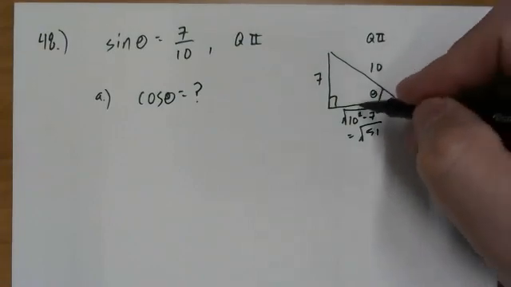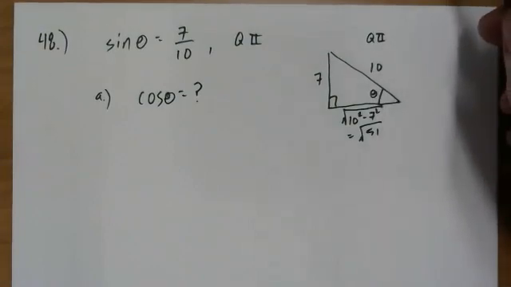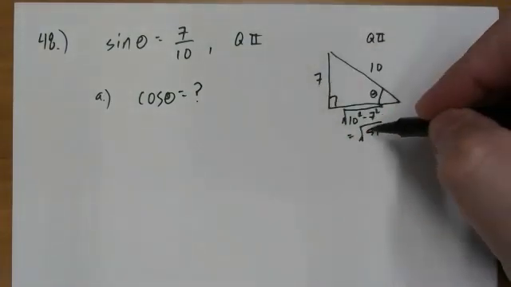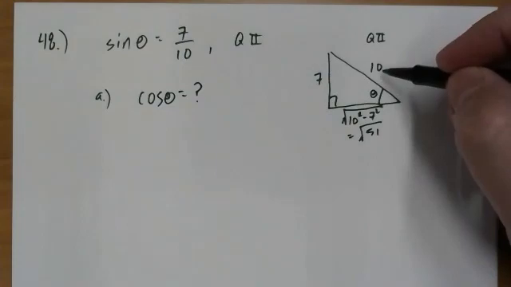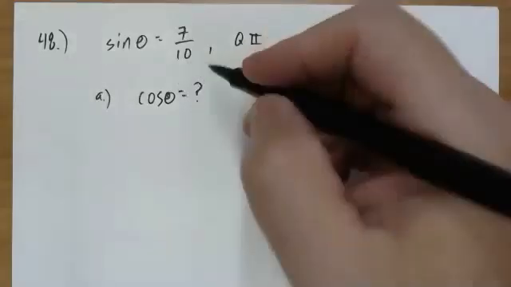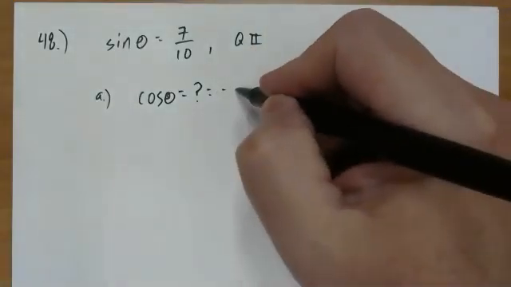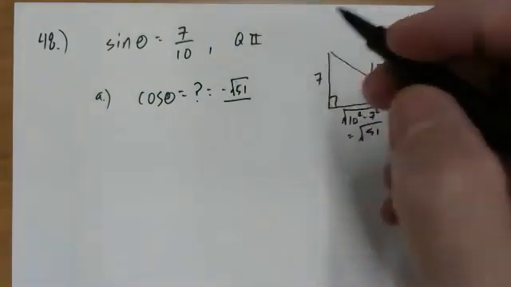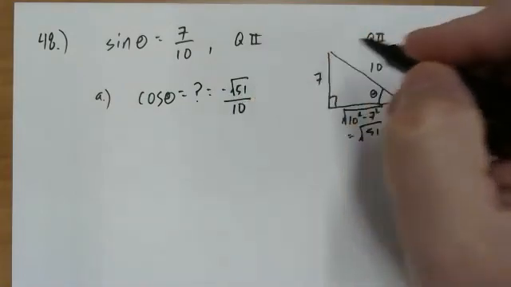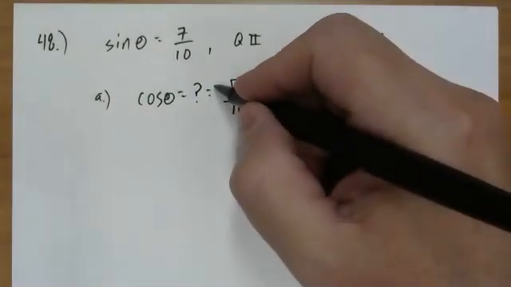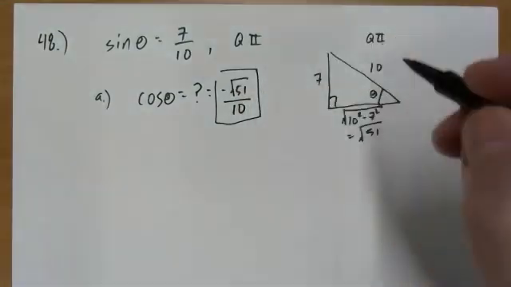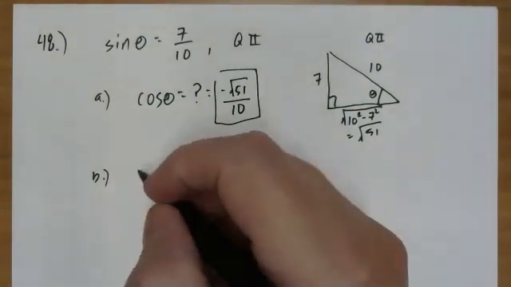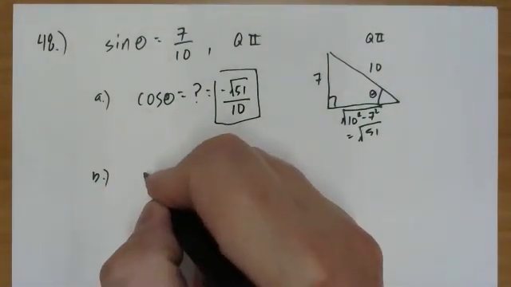And of course, I need to remember this angle theta is in quadrant 2. So to find the cosine, CAH, adjacent over hypotenuse, and it's negative. Cosine is negative in quadrant 2. So that's pretty straightforward. I think B, C, and D is where they're really getting at the problem they want you to solve.